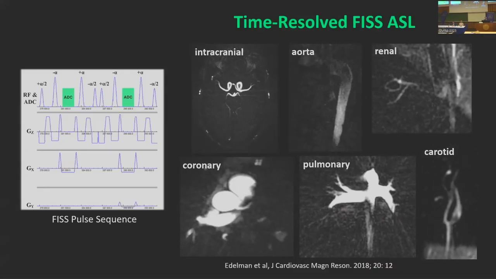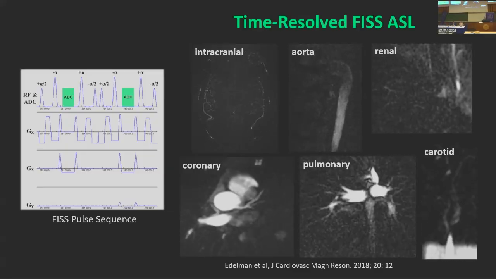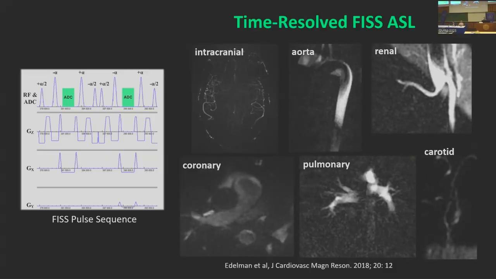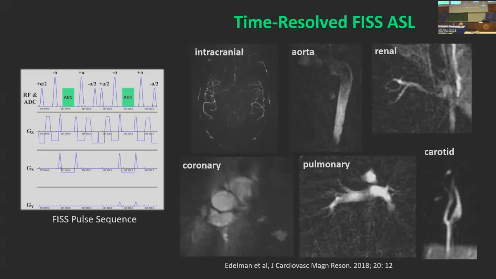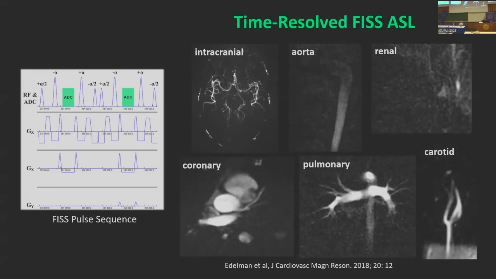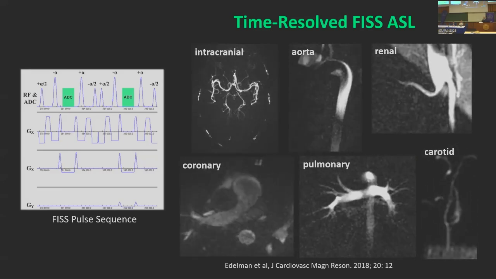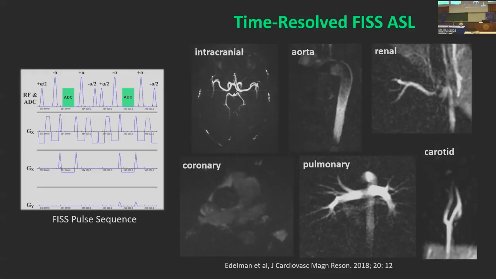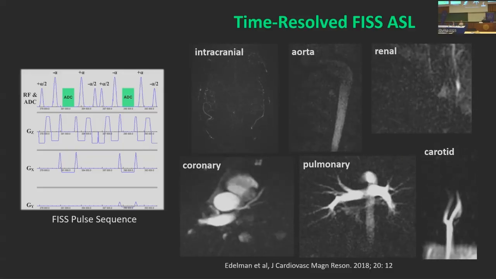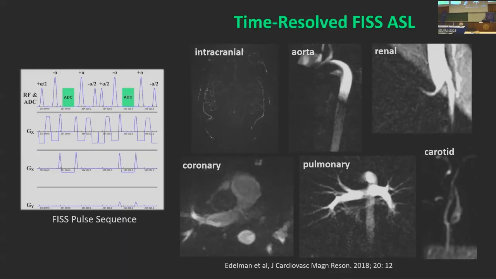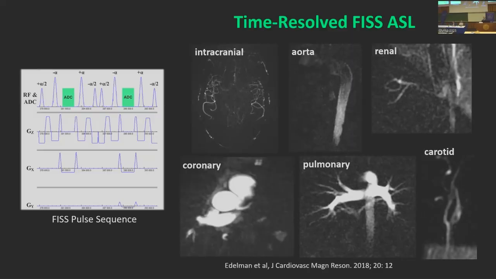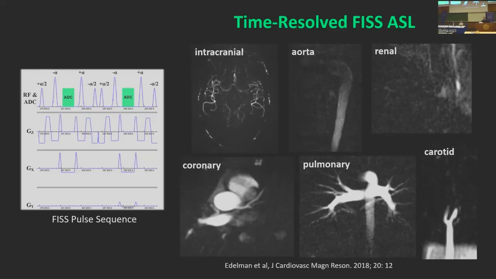And we used a technique called FIS, or fast interrupted steady state, that is a radial balanced steady-state free precession approach that gets rid of the fat signal and is also insensitive to flow and motion artifacts. And we use this for time-resolved ASL, and you can get some really interesting images with this approach. So I think this is something that could be used quite widely. You can do these images in a single breath hold. Yes, you could do this with 4D flow, but this is an order of magnitude faster and very visual.